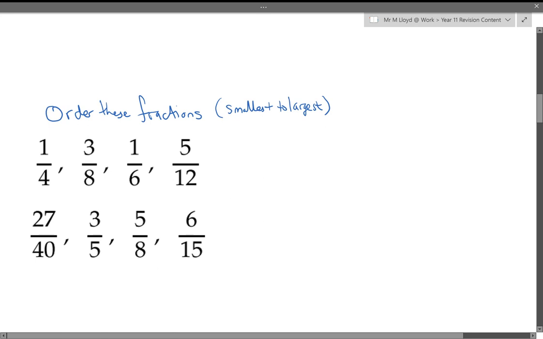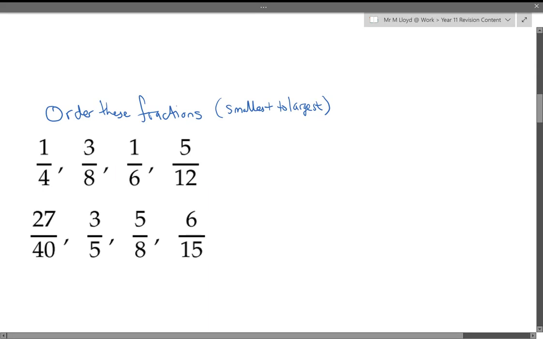Okay, ordering fractions from smallest to largest. This is relatively tricky, unless you know how to do it. It's very important that we get these so that they have the same denominator. So 4, 8, 6, and 12 all need to have the same denominator.